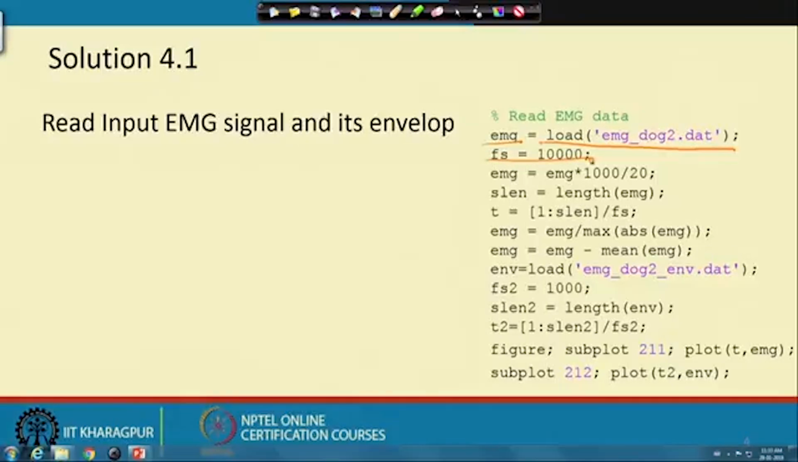We are scaling that signal here, and we are finding the length of the signal EMG, and with that we find the time axis. The ramp from 1 to the length, multiplied by 1 by fs, gives the interval that we multiply to get the exact time points.